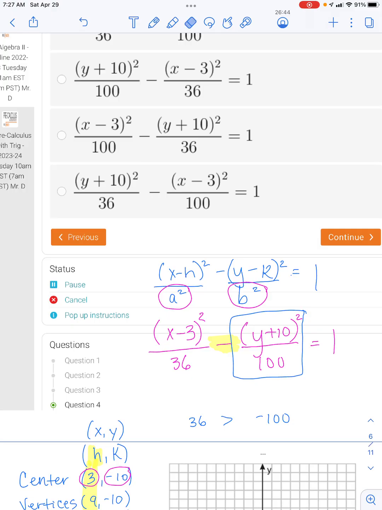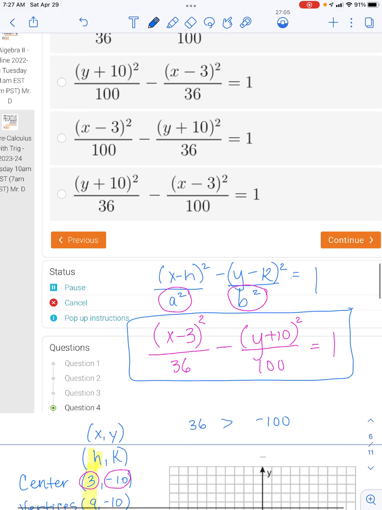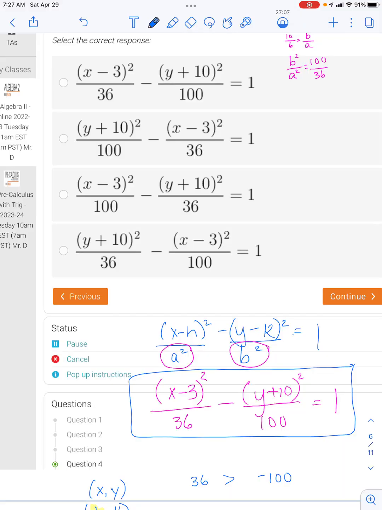So our equation then for this hyperbola is what we see right here: x minus 3 squared over 36 minus y plus 10 squared over 100 equals 1. And so yesterday, the mistake I was making was between these two denominators. It just wasn't sitting right with me. So I'm glad I went back over that, but now it should be correct. So you need to find that answer above, and it looks like it is this one right here.